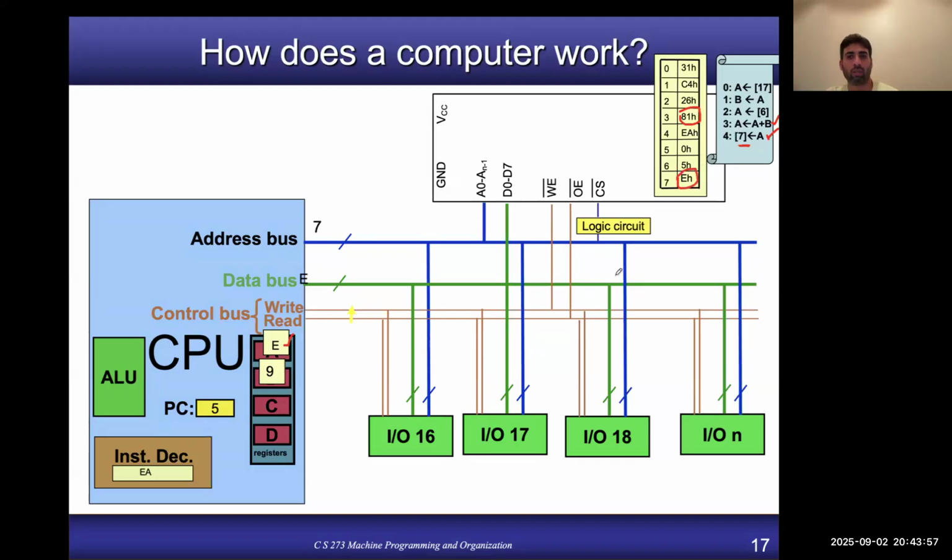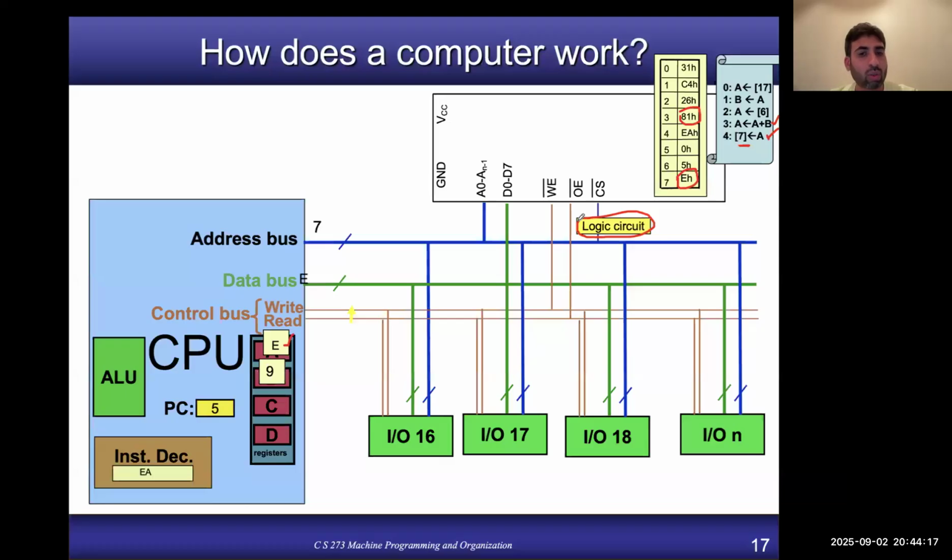Okay. The logic circuit here is shown only as a block diagram, but definitely you will have an actual logic circuit to enable the chip select. So this is how your program will be executed. Any questions here?